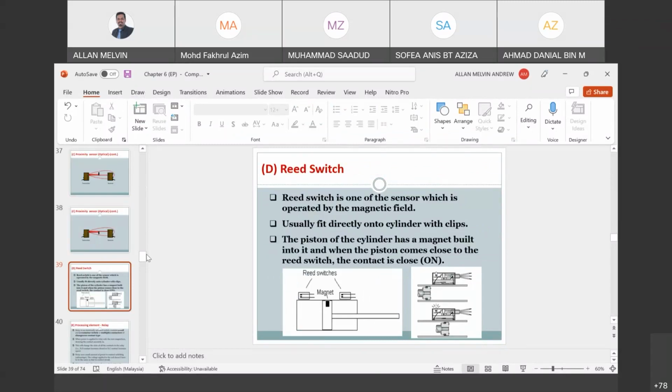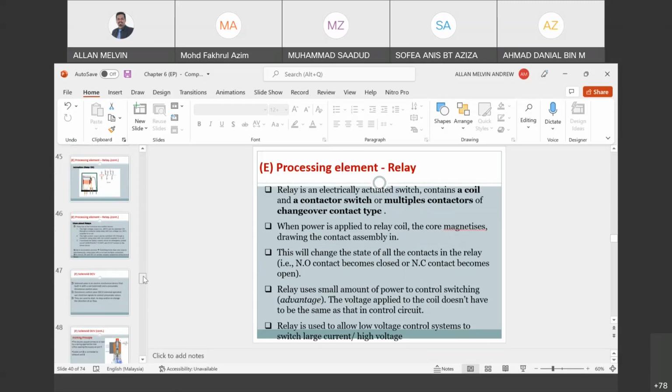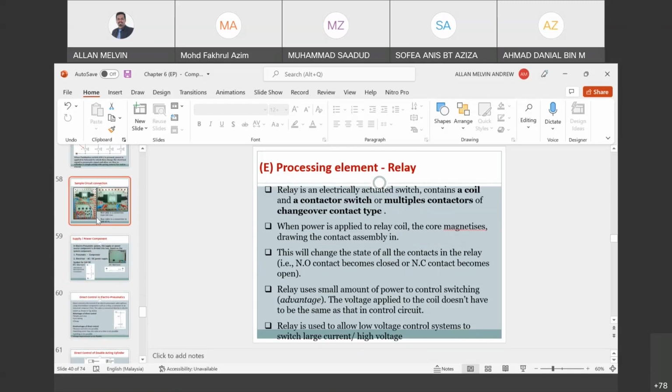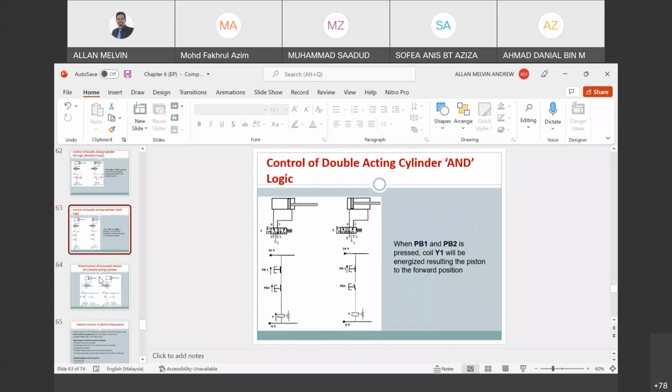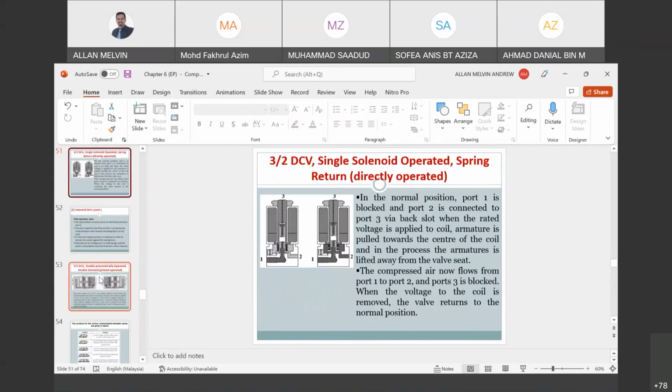Okay, so we have covered A until D. So E, we have a relay and other processing element. So that one I will cover in the add puzzle video, and also asynchronous lecture. So we have around another 30 plus slide, which I will cover. So it's quite important also, all these elements. So you can listen to the add puzzle video, okay, which I will upload today.